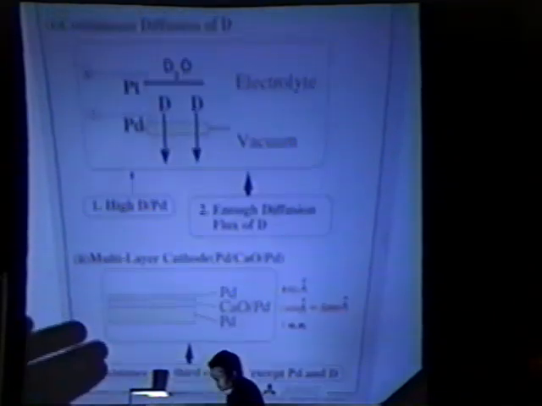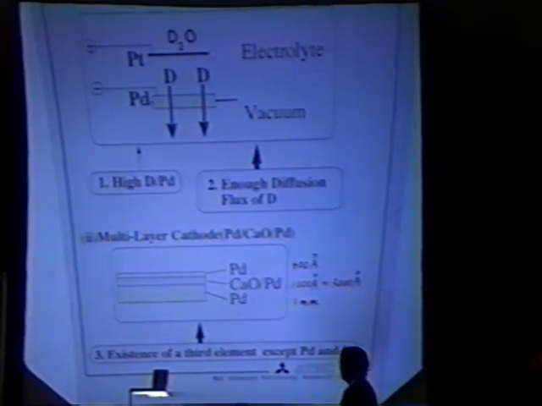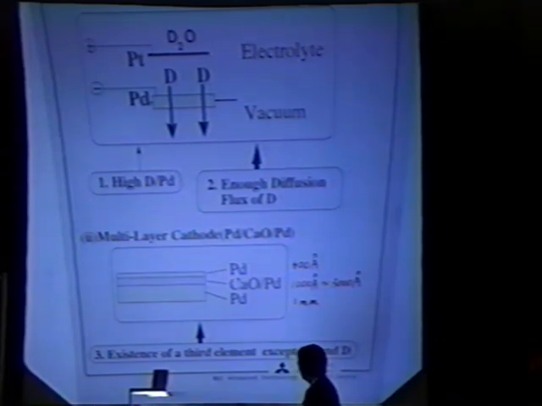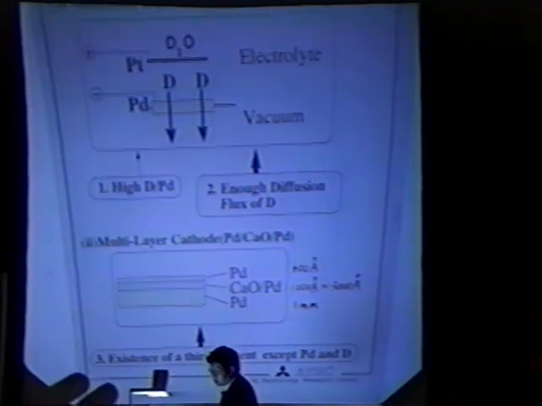The next feature is the structure of the multilayer cathode. This figure shows a cross-sectional view of the multilayer cathode. It is composed of a palladium seed, a calcium oxide and palladium mixed layer, and a palladium thin film. Calcium oxide is introduced based on an electron-induced nuclear reaction model proposed by us. The model will be published in July in the Journal of Fusion Technology.